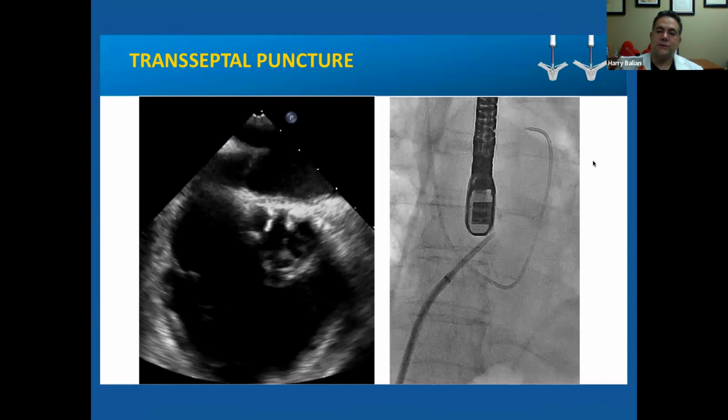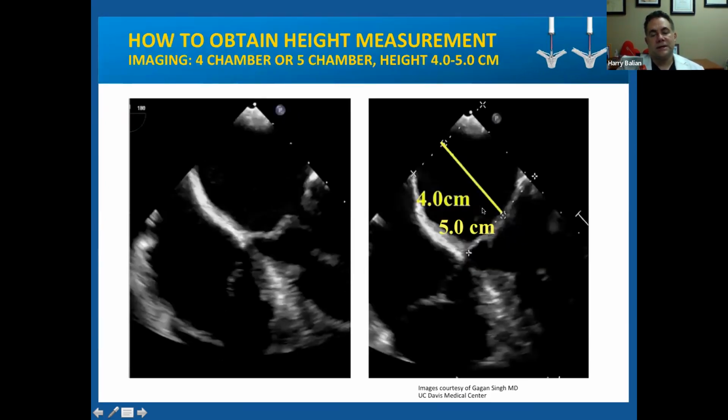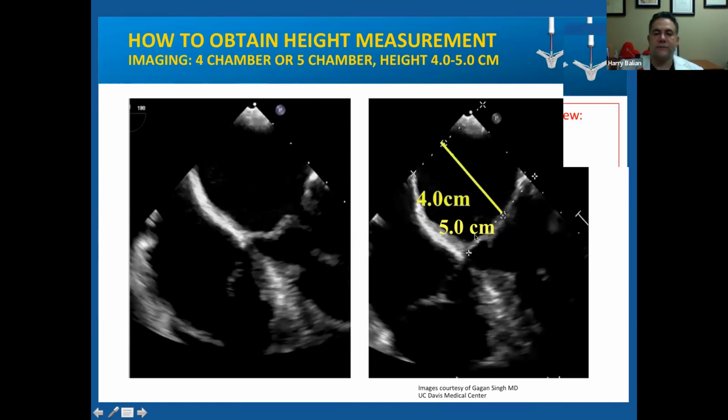And here we're doing the transseptal puncture and going across the interatrial septum. Once we do the transseptal puncture, as I said, I think I said 4.5 millimeters, it's 4.5 centimeters. So we want to make sure we're at least 4.5 centimeters above the mitral valve leaflets to have adequate height to deliver our device and then deliver the clip across the mitral valve.